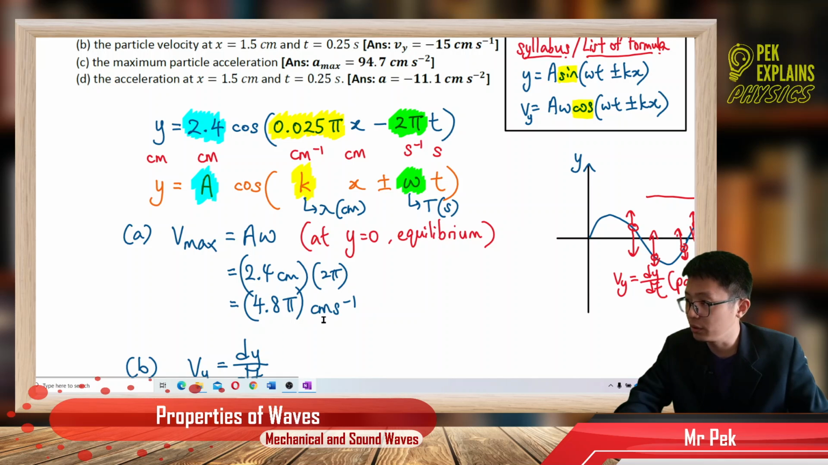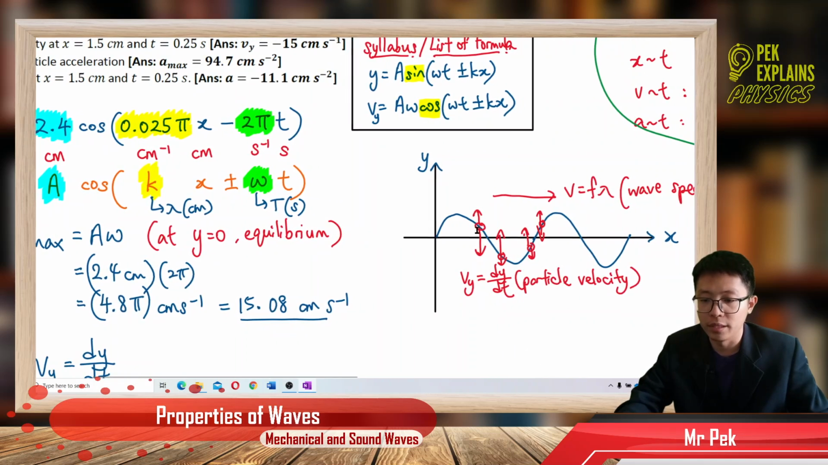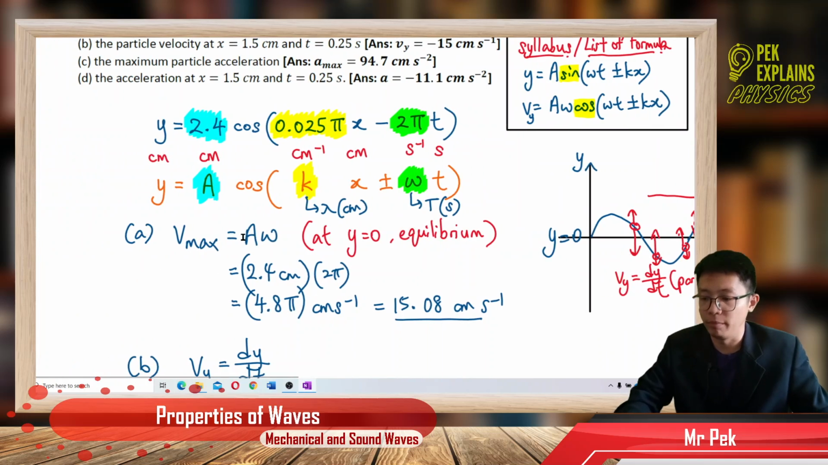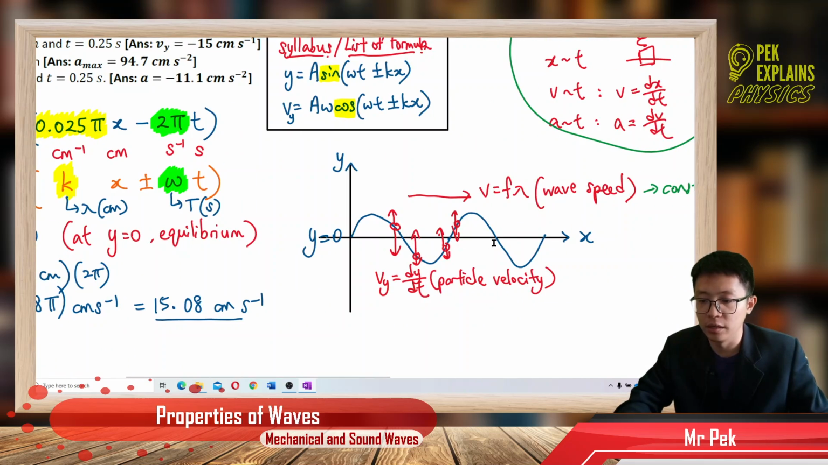Remember the unit, don't get it wrong. Which is also 15.08 centimeter per second. That's the answer. That's the maximum speed. And this maximum speed happens at the equilibrium position. When the particle reaches y equal to 0, which is here, the equilibrium position, the particle has the maximum particle velocity, A omega, which is 15.08 centimeter per second, at this line over here.